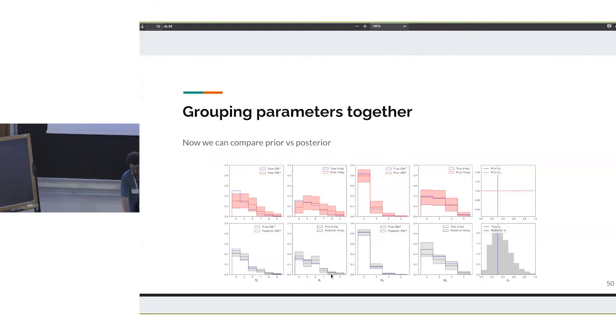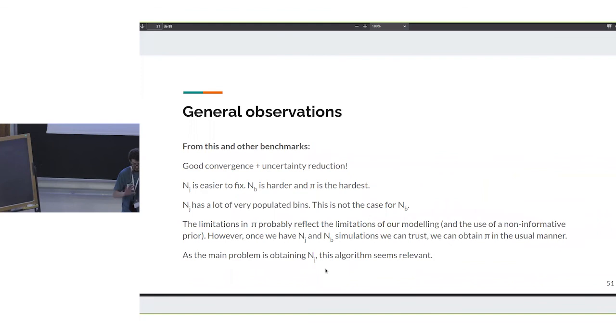It's a bit weird, and this is a limitation of the model right now. So what we see from running this and other benchmarks, we also try different fractions. We also try different total number of events. We went to high luminosity to see how it works. What we see here in general is that there's a good convergence. We always have some uncertainty reduction.